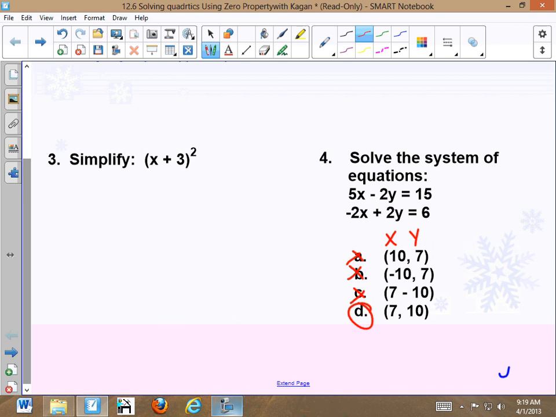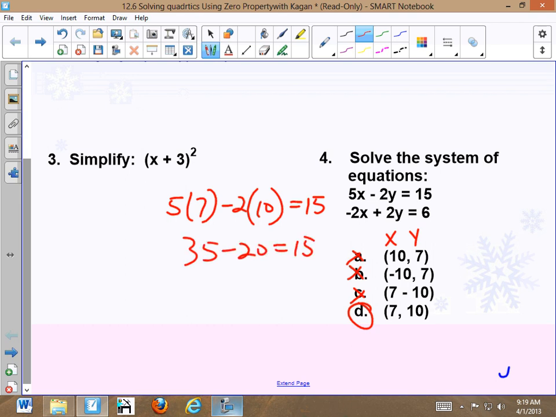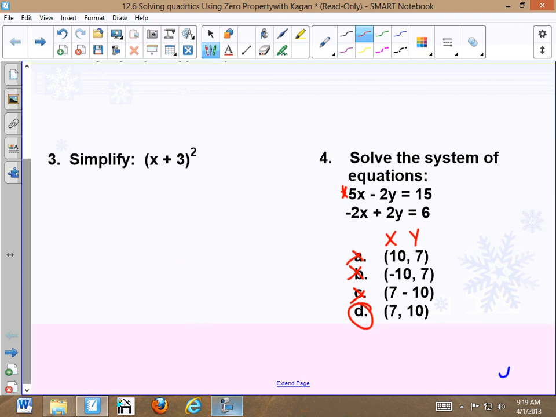Now, if one of these worked, let's look at D. 5 times 7 minus 2 times 10 equals 15. 35 minus 20 equals 15. Is that true? Does 35 minus 20 equal 15? Yes. So this works in this one, but I have to check the other one to make sure it works. Now, because I knew all the other ones didn't work, I know it's D.